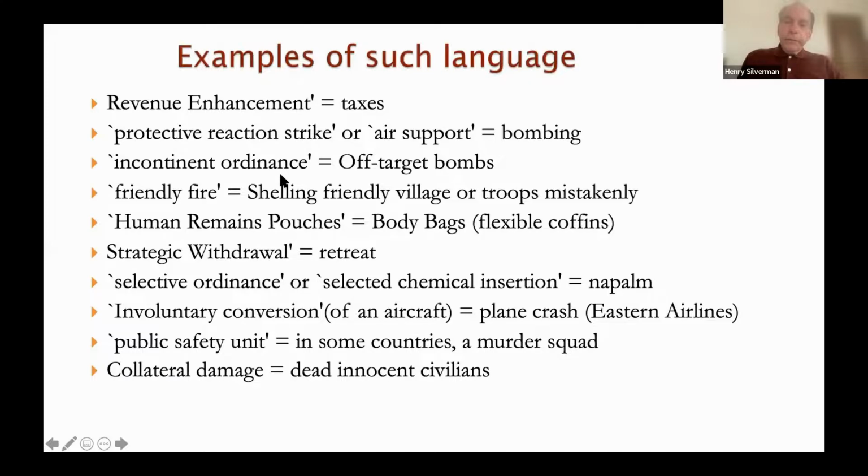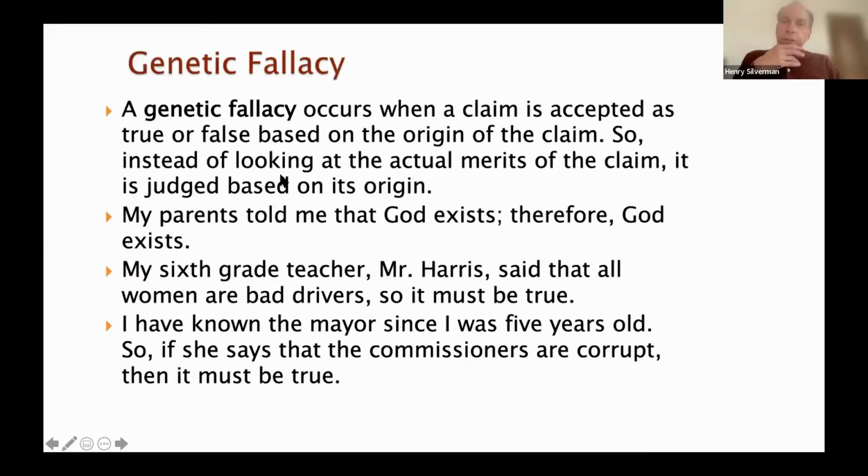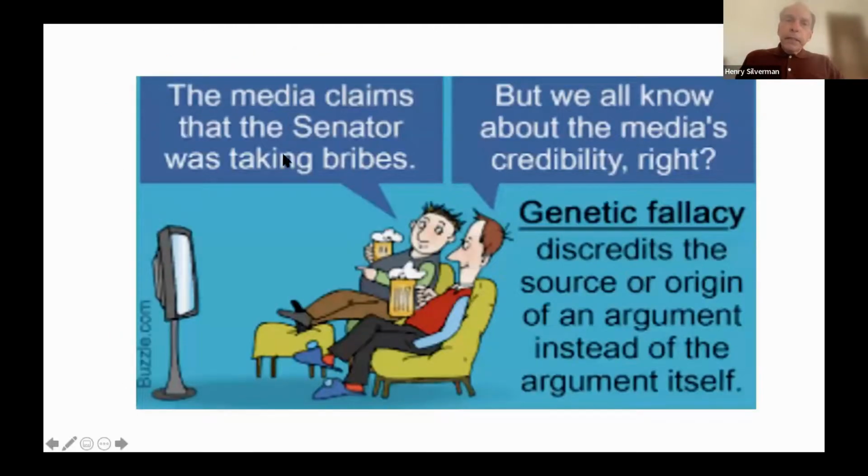Genetic fallacy occurs when a claim is accepted as true or false based on the origin of the claim instead of looking at the actual merits of the claim. Okay. My parents told me that God exists, therefore God exists. So it's looking at the origin of the claim. My sixth grade teacher, Mr. Harris, said that all women are bad drivers, so it must be true. Another example is the media claims that the senator was taking bribes, but we all know about the media's credibility, right?